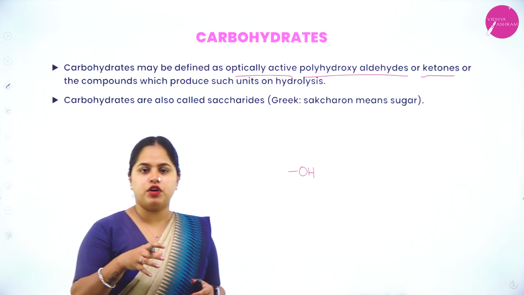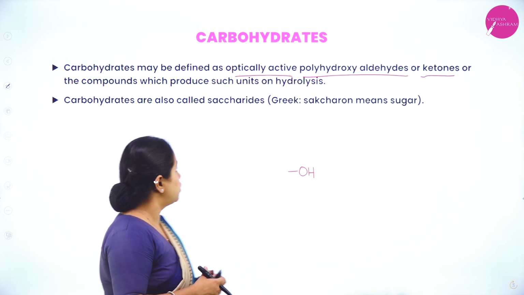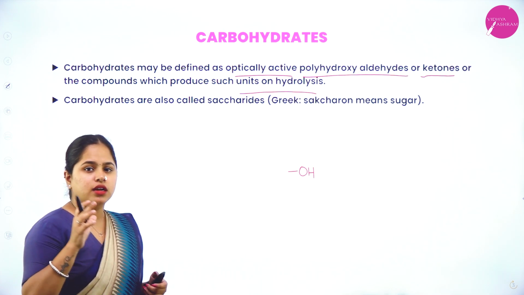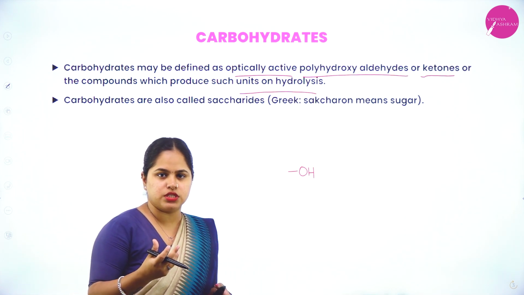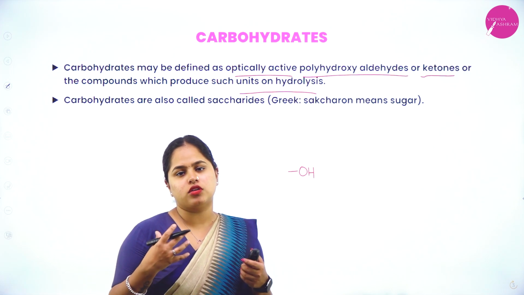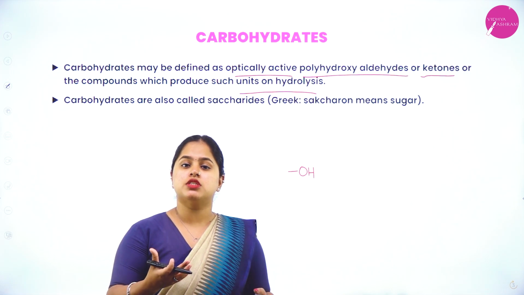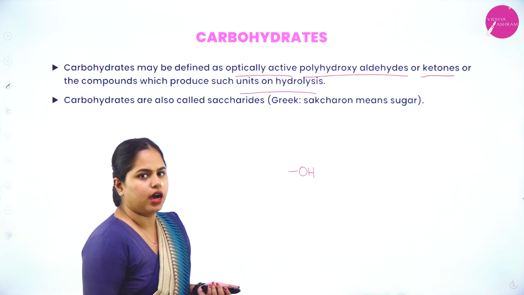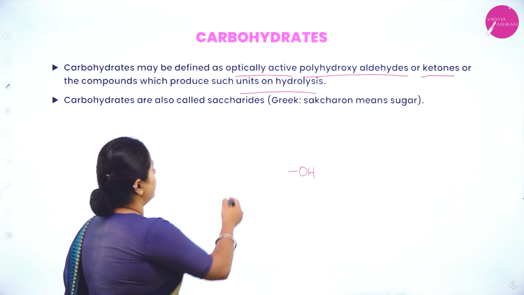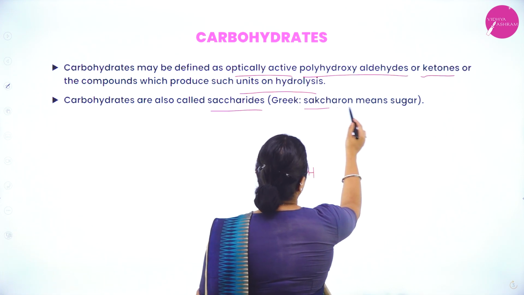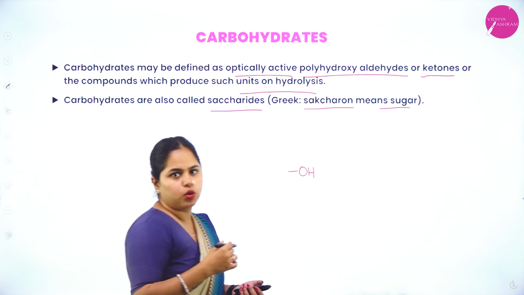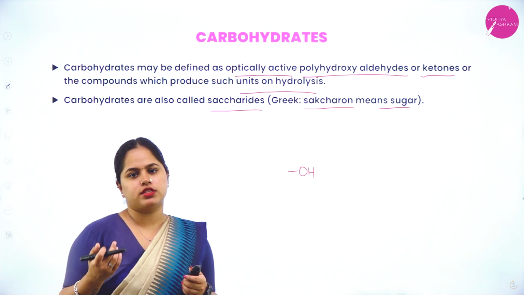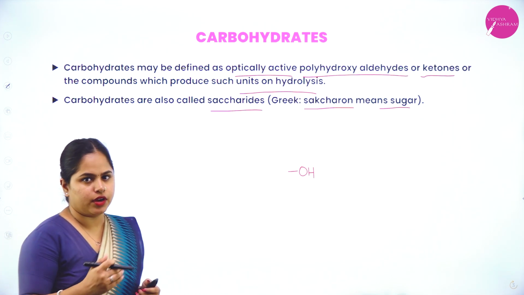So it is having the functional group aldehyde, or it can be a ketone, or also the compounds which produce such units on hydrolysis. So carbohydrates are those substances which are optically active polyhydroxy aldehydes or ketones, or those substances which on hydrolysis give these polyhydroxy aldehydes or ketones. They are called carbohydrates, right? Carbohydrates are also called saccharide, which in Greek comes from the word saccharon, which means sugar. Okay, so this is the general introduction about carbohydrates. So in detail, we are going to study about this.